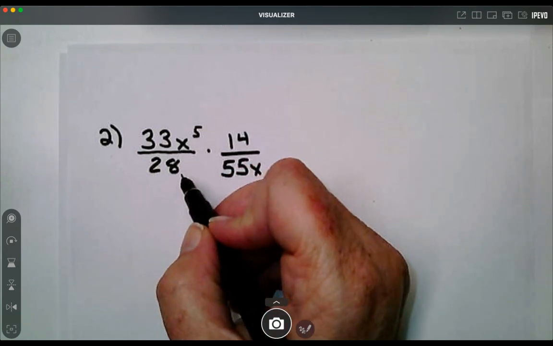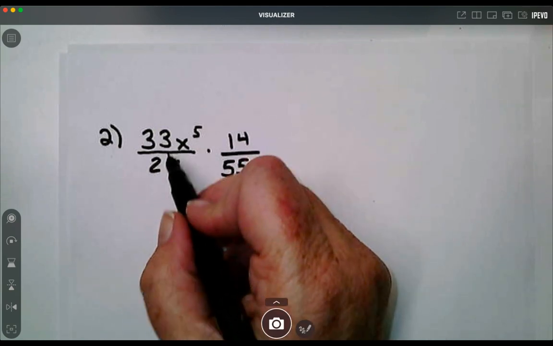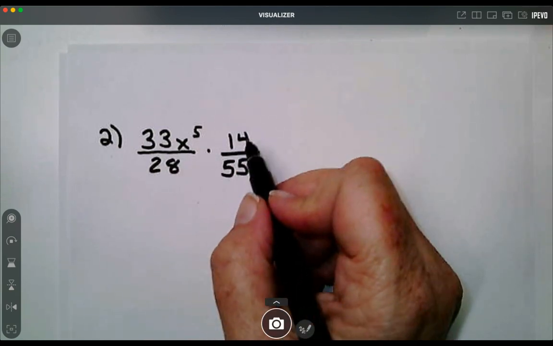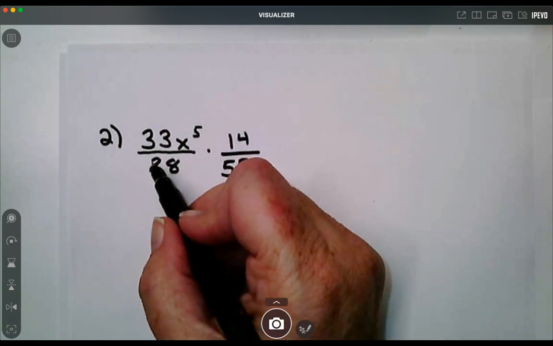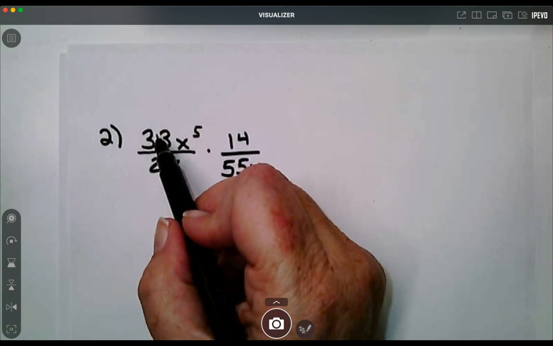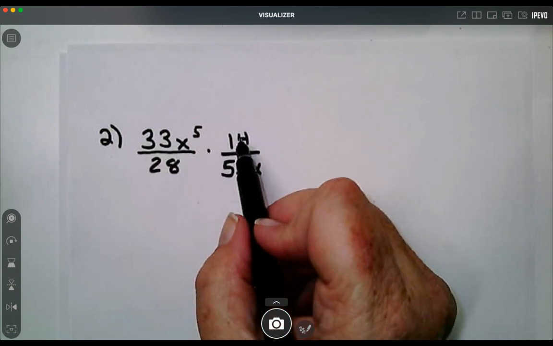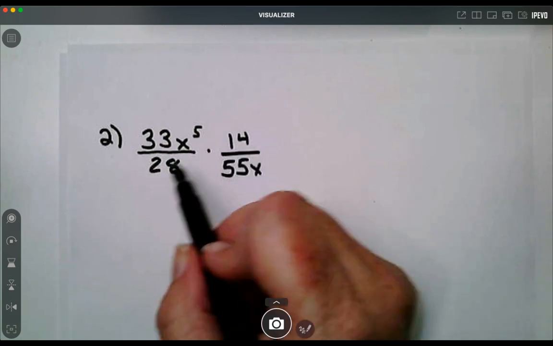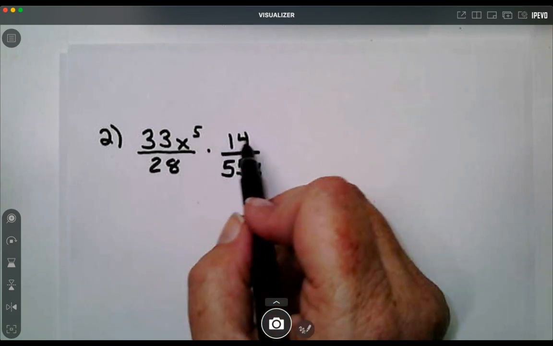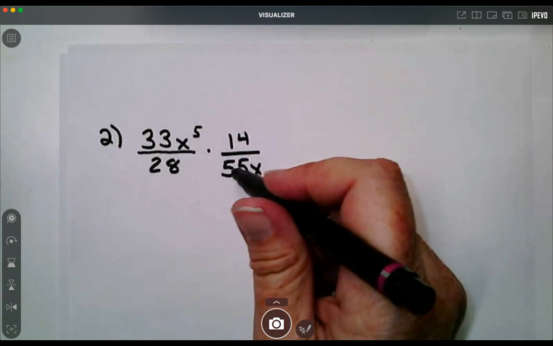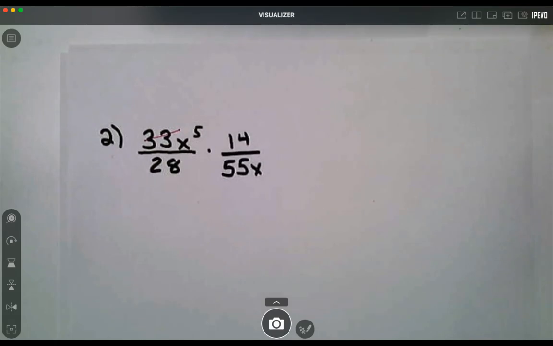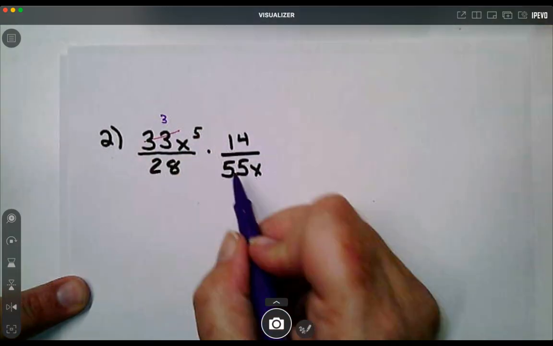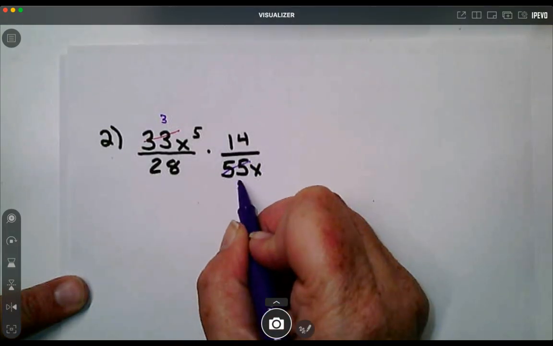These are all monomials. There is no adding or subtracting in either of these expressions. So what we could do is simplify either numerator on top of denominator, numerator on top of denominator, or we can go this numerator to this numerator, this numerator to this denominator, because I really don't want to multiply these big numbers. So can I do 33 and 55? Yeah, they both divide by 11. So 33 divided by 11 will get me 3. 55 divided by 11 will get me 5.